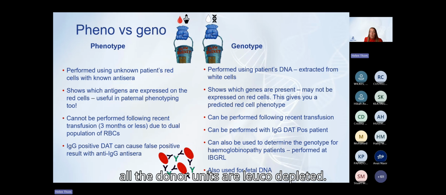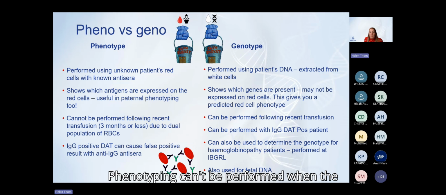All the donor units are leukodepleted. Therefore, the only residual white cells would come from your patient. So phenotyping shows which antigens are expressed on the patient's red cells, and you can also use this for your paternal phenotyping, so that's a useful tool there. And the genotype shows which genes are present, but they may not necessarily be expressed on the red cell, but it does give you a predicted phenotype.